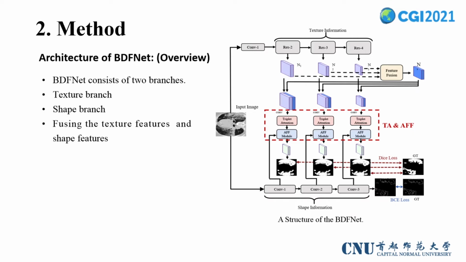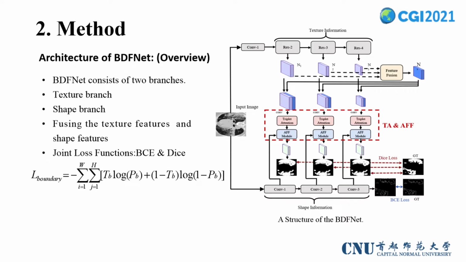Then the fused features combine with each of the feature maps at different levels, which is fed into the TA model and the AFF models. To obtain the texture and the shape features in an end-to-end manner, we use the standard BCE loss function to constrain the boundary prediction. To learn the semantic representation of texture, this loss function is used for each segmentation output supervisor.